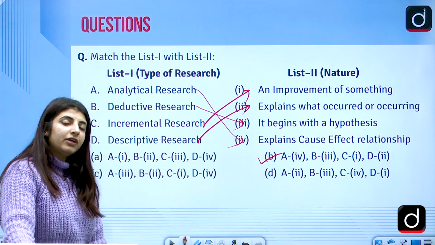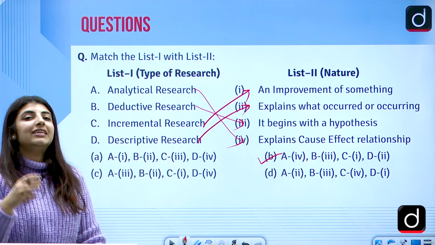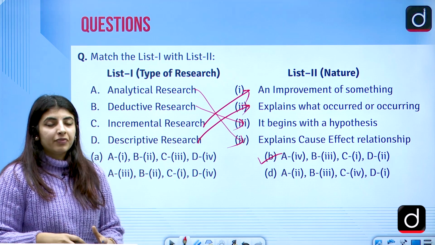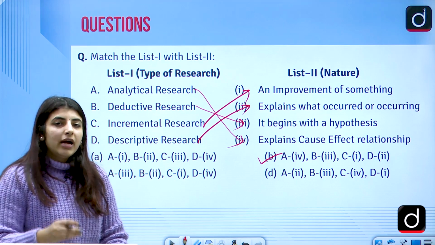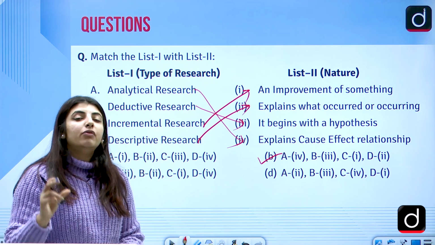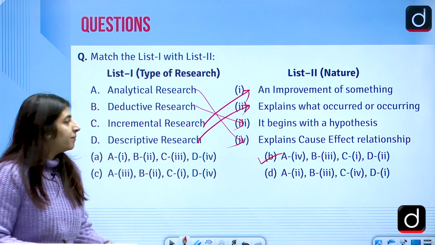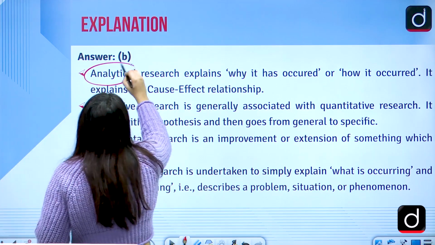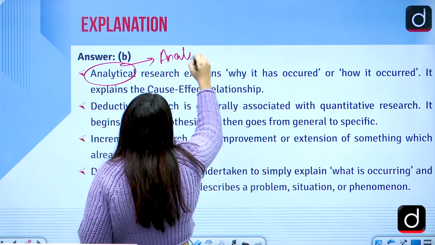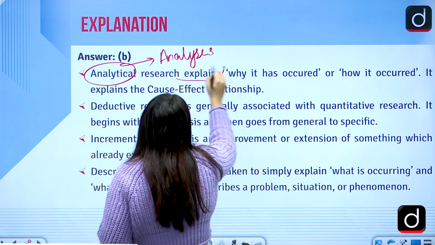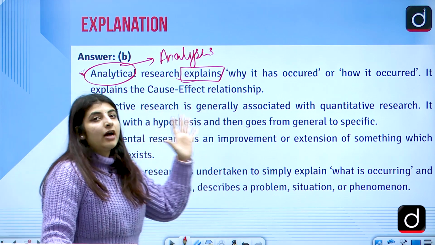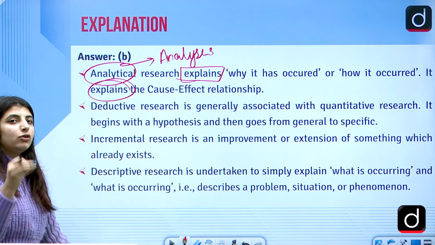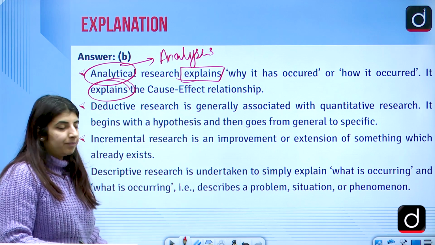Analytical research is something which is associated with seeing the cause and effect, analyzing the cause and effect in a relationship in the variables that we have. Right? So also another question for you all, tell me which is the variable which is always manipulated. Comment down below and tell me. Also moving forward, what we have for the explanation part here. Analytical research, as the name suggests, analyzes why certain things happen and how they occurred, right? So it explains the causal relationship, the cause and effect relationship, by analyzing it, correct?